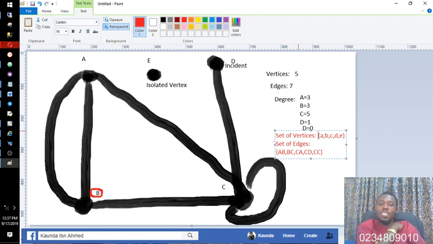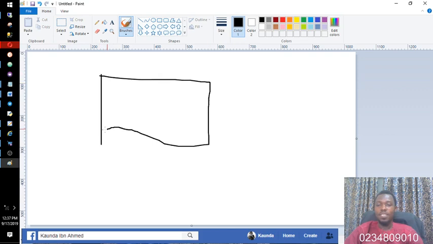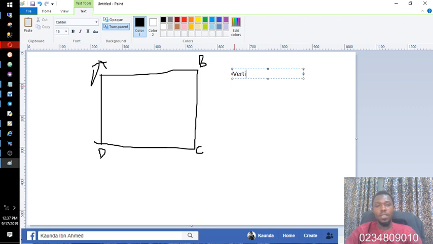Now let's see if we can get another graph to deal with. Let's say we have this. This is A, this is B, this is C, and this is D. If we are to describe this graph, we know the vertices, that is the points we have, they are 4. That's the number of vertices. Then the number of edges, that's the lines, we have 4. Then the set of vertices, if it's a set, that means your curly bracket has to come. We have A, B, C, D, same as the one we just did.